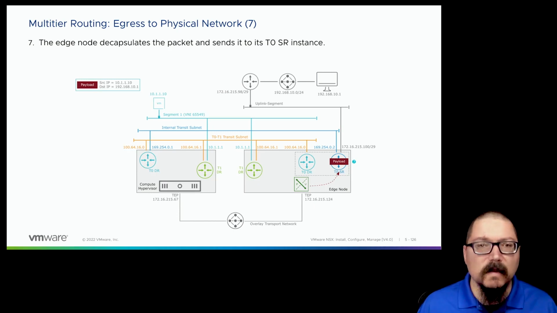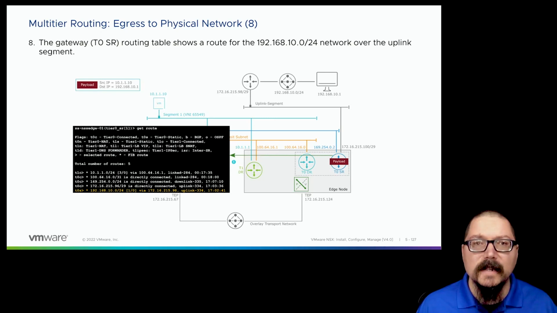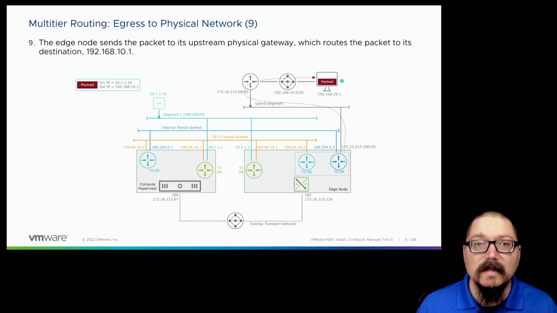From the tier 0 service router, we're going to do the same thing we did last time. We're going to look at our routing table. We're going to see we have that static route that'll get us to 192.168.10.1. So we'll go ahead and forward across the uplink out to the physical router. The physical router will make sure that we can get that packet out to that destination workload. So if we look at what has happened here, the routing packet flow has been the same except for that initial hop from the tier 1 DR to the tier 0 DR. Aside from that, everything has been exactly the same as what we saw in the last video.